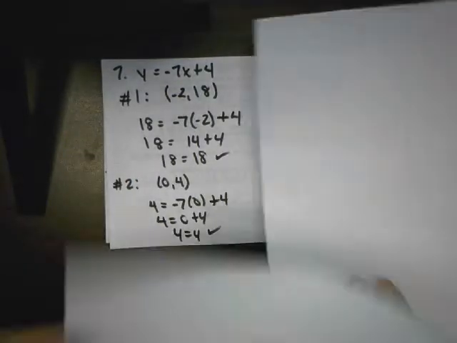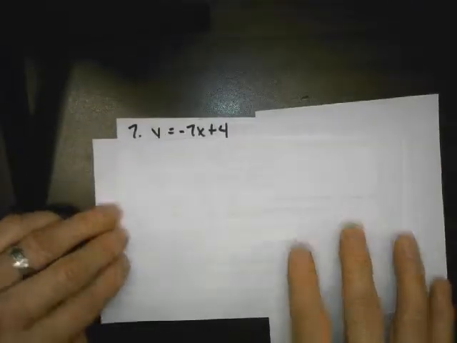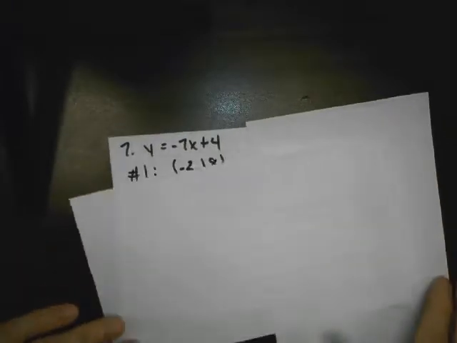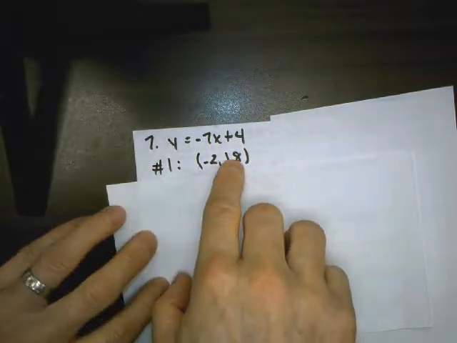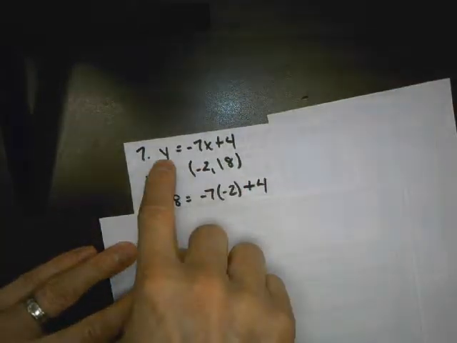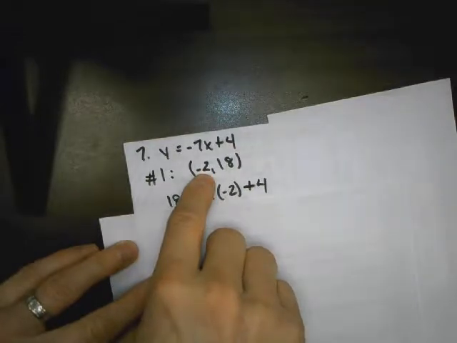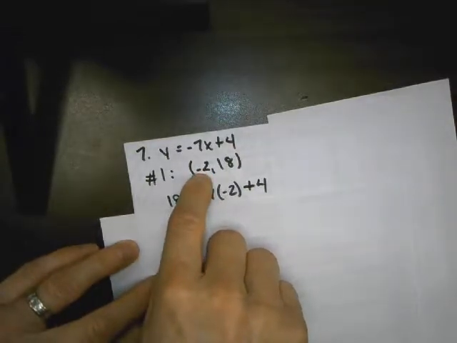Looking at problem 7, they give us a linear function and they tell us to say which ordered pairs are solutions. So all I do is plug those ordered pairs in. Remember, this is x and this is y. So y goes where the y goes. Put the 18 where the y goes. Don't put the negative 2 first just because it's first. Put the negative 2, since it's x, where the x goes.